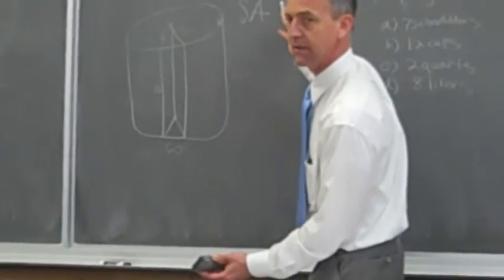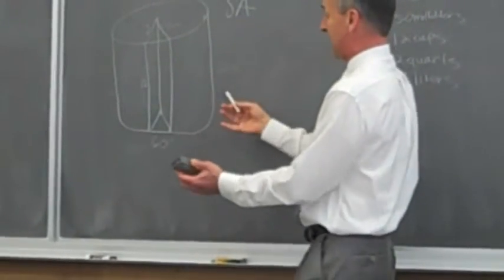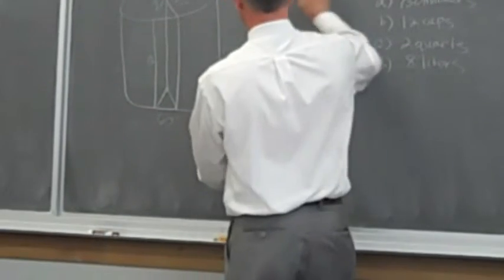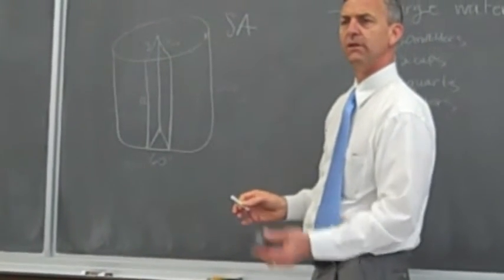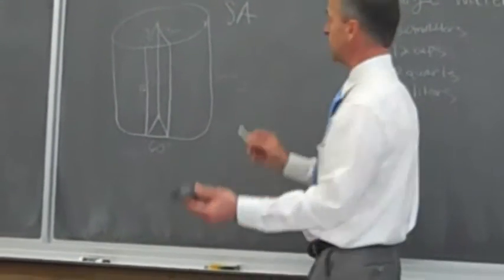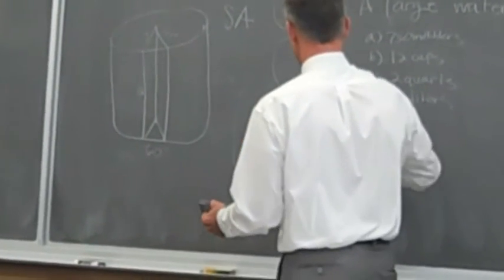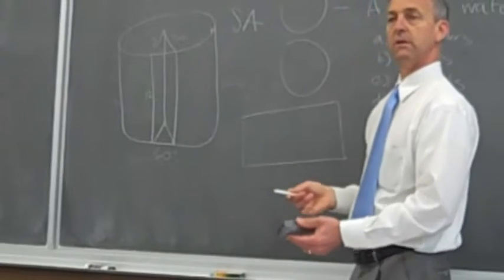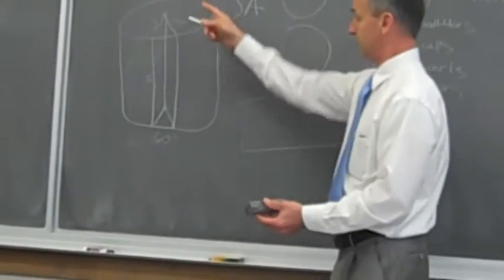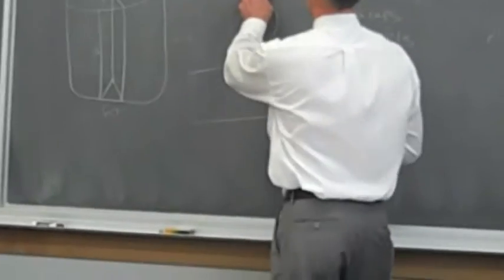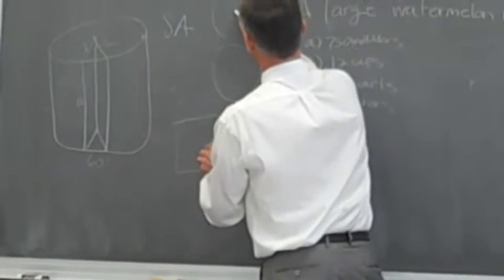Does that make sense? So what will that look like when I open this all up and put the pieces flat? 2 circles and a rectangle. Where do the circles come from? The top and the bottom. The 2 bases. Will they be complete circles? Nope. So I will have to do this, right?